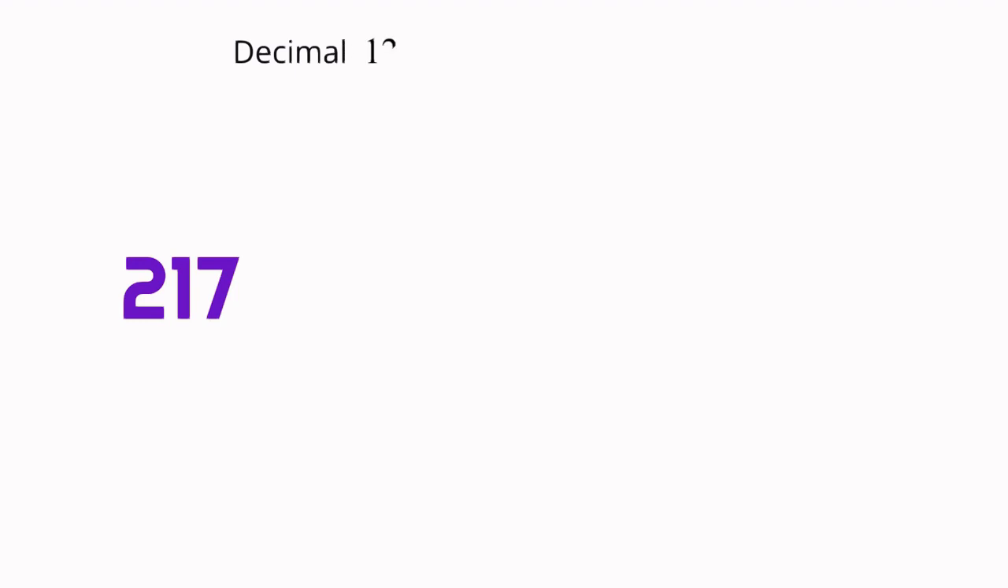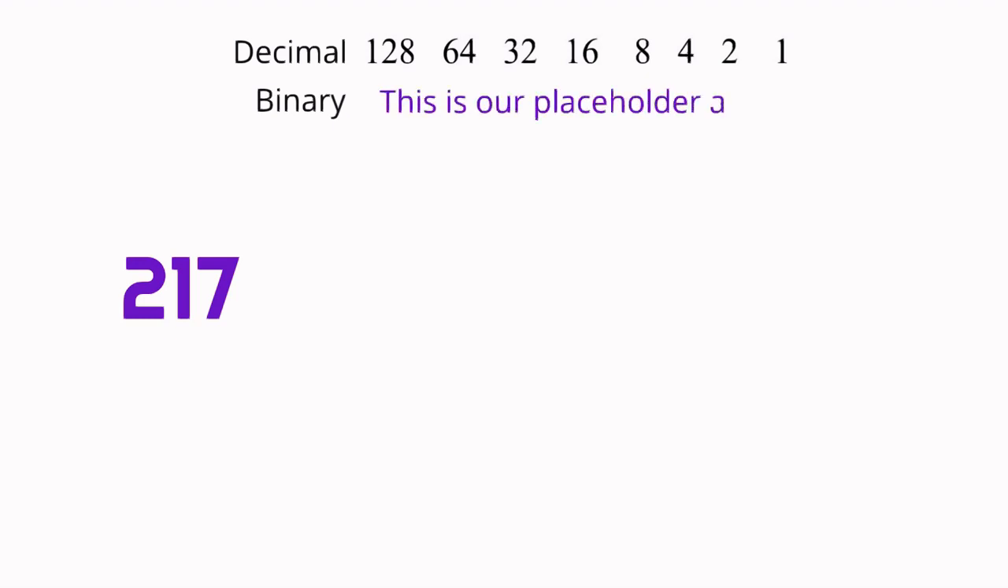I convert by subtracting the largest number from the chart that could be subtracted from the number provided, which is 217, without falling below 0. The rule for this method is that you keep subtracting the remainder until you reach 0. Starting with 217, we will look at the chart and we see the largest number in decimal is 128.